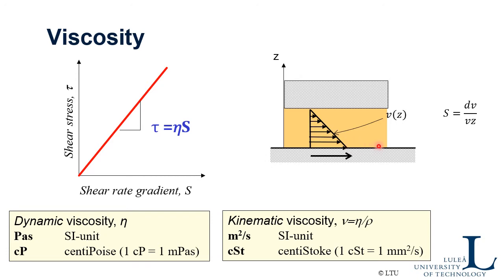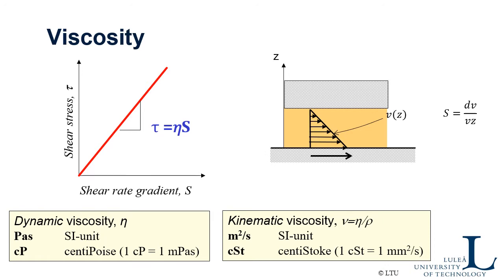So if you have a Couette flow, which is normally what you have in a thin film like this, you can simply compute the shear rate as the speed of the surface divided by the thickness of the film. And this is something you have to measure to get this relationship between the stress and the shear rate gradient. And the proportionality constant is simply the dynamic viscosity.